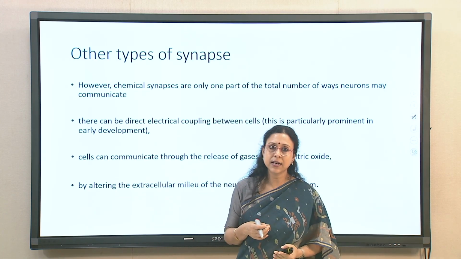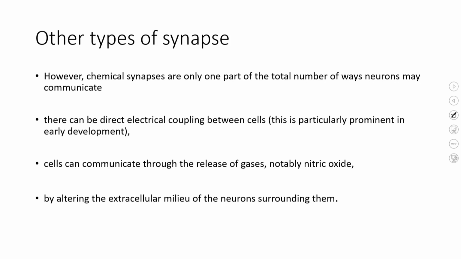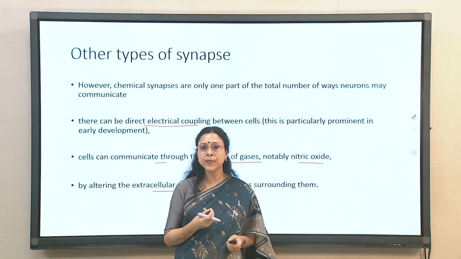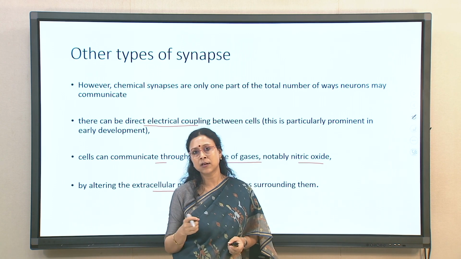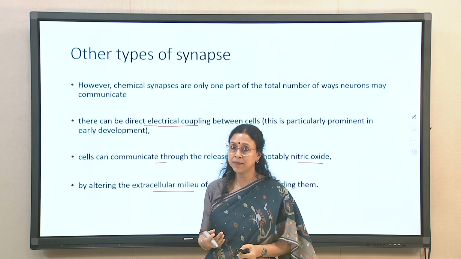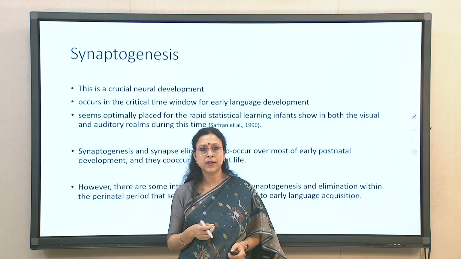But then there are other kinds of synapses. For example, there can be direct electrical coupling between cells. This is particularly prominent in early development. Cells can communicate through the release of gases as well, most notably nitric oxide, and also by altering the extracellular milieu of the neurons surrounding them. The idea here is that there is more than one way of communication across cells, across neurons and networks. Synapse is of course one of the most important and most visible ones, but these are the other different kinds.